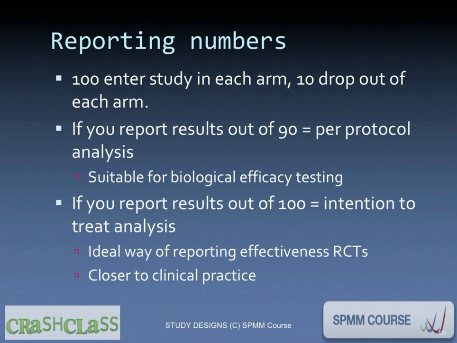So this kind of analysis, where you include everybody who had the intention to take a particular treatment at the beginning of the trial, is called ITT, intention to treat analysis. This is the ideal way of reporting effectiveness RCTs. This is the ideal way of reporting RCTs that are useful for clinical interpretation, because this is closer to clinical practice.